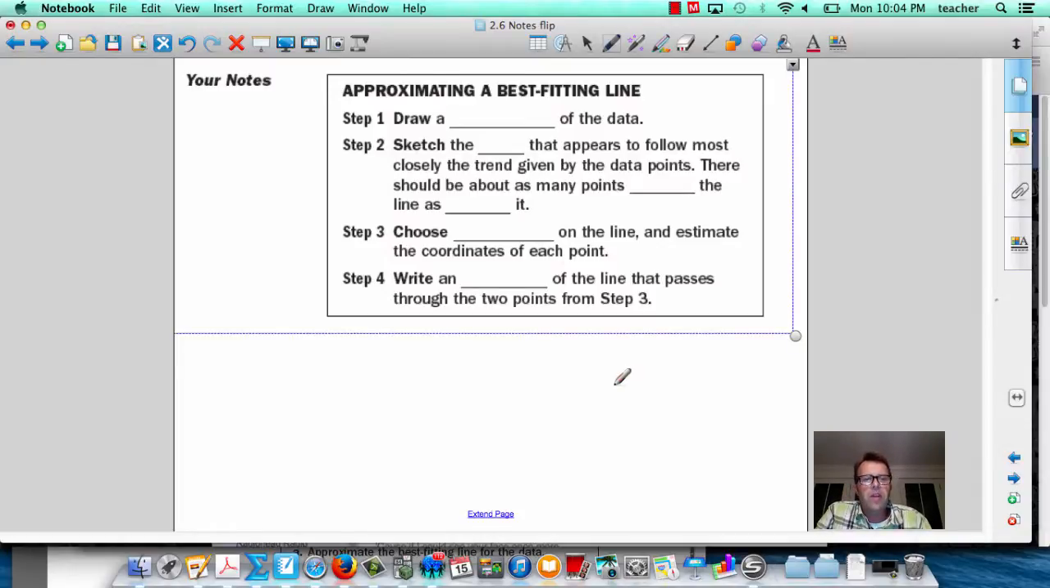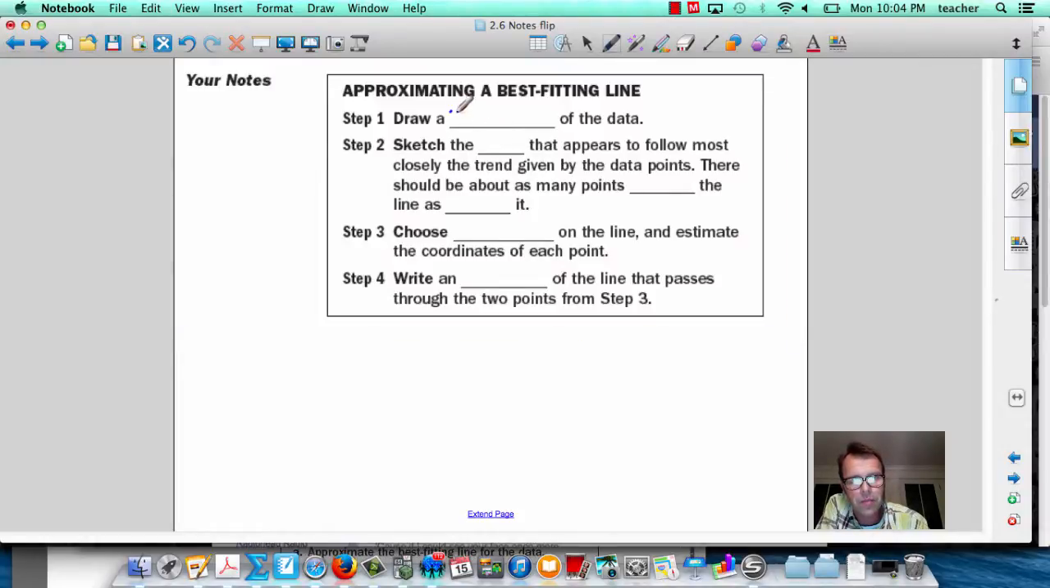And so approximating a best fit line. Step 1, we draw a scatter plot of the data. Then we sketch the line that appears to follow most closely the trend given by the data points.